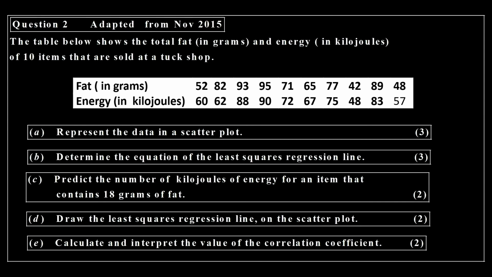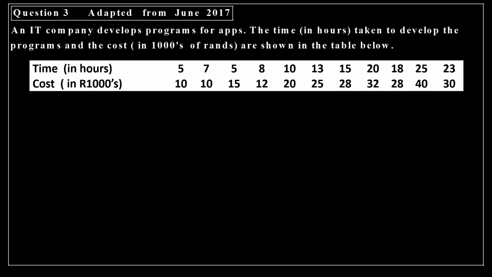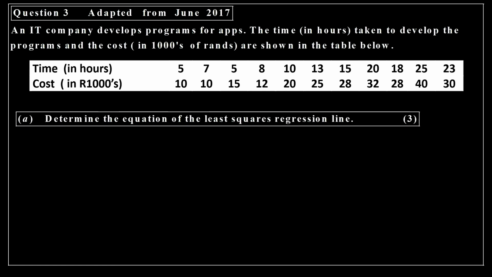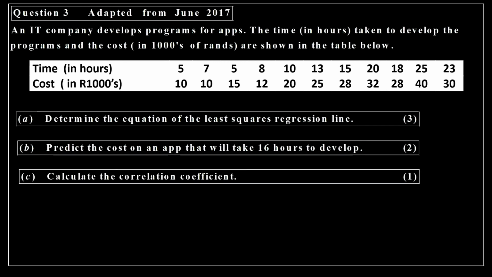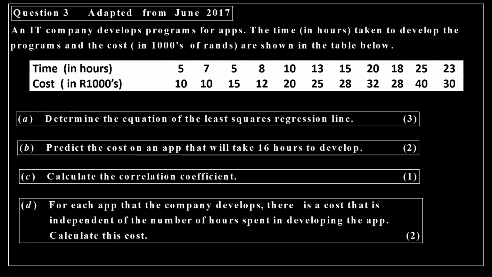And then I have one other question. This is one adapted from the June 2017 DBE paper. And this is the relationship between time taken to develop an app and the cost per 1,000 rand for the app there. And in this question here, we just want to determine the equation of the line of best fit, and then we want to make a prediction, and then we want to calculate the correlation coefficient, and then there's an additional question that you have to answer there, right?